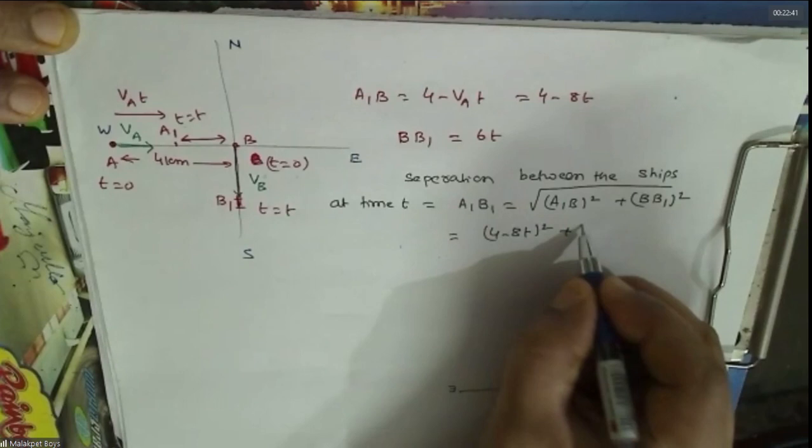Do you agree with this? I'll call it L. I'm taking the data for calculation purpose. What is L square? L is minimum when L square is minimum, if L is minimum, no? Do they agree with this? Yes, sir.